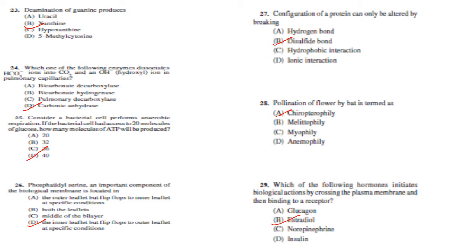Melitophily is pollination carried out by bees. Myophily is by flies and anemophily is by wind. The next one, which of the following hormones initiates biological action by crossing the plasma membrane and then binding to a receptor? Steroid hormones are made of lipids, that is phospholipids and cholesterol, and they are fat soluble, so they can easily cross the plasma membrane of the target cell and bind to receptors in the cytoplasm of the cell. So here the answer is estradiol because it is a steroid hormone. Answer is option B.